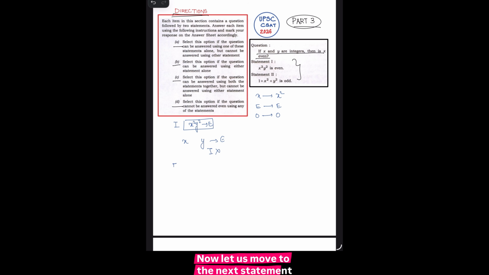Now let us move to the next statement. Statement 2 states that 1 plus x square plus y square is odd. This means that x square plus y square is even. This can only be possible if both x and y have the same parity. This means that x and y should have the same odd or even nature. So if both are even or if both are odd, this condition will be satisfied. But again, we cannot determine whether x is even. Therefore, statement 2 is also not sufficient.